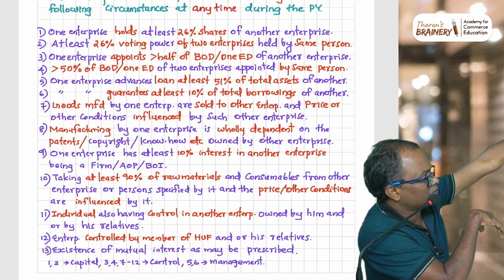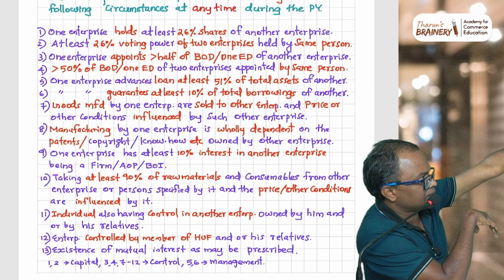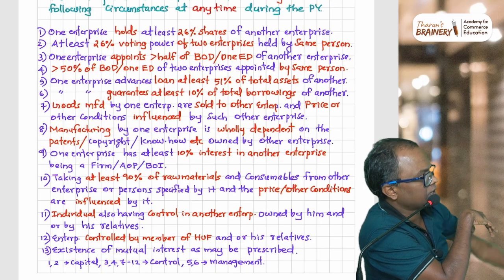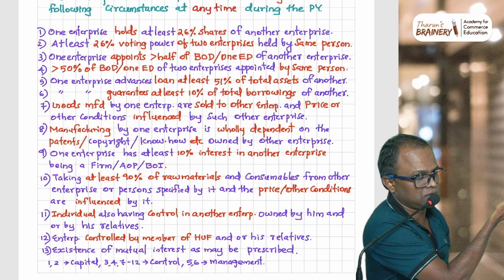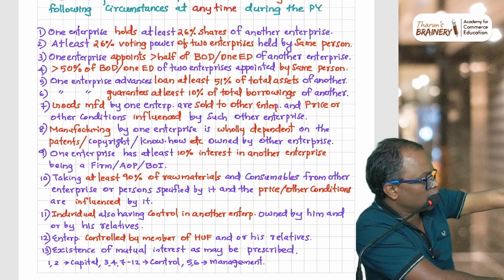Actually, the first one is 26% participation in capital. The second is also participation in capital. The third is participation in management. The fourth is participation in management. All other cases are participation in control. So one enterprise giving a loan of 51% of the book value of the other enterprise.